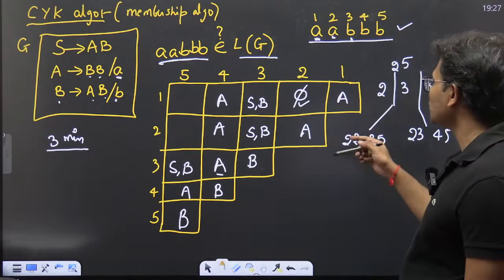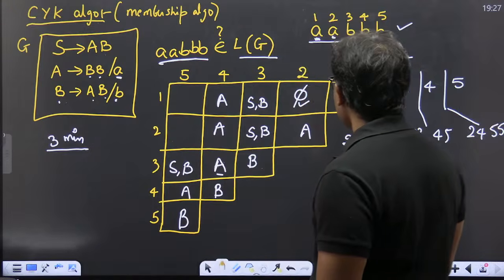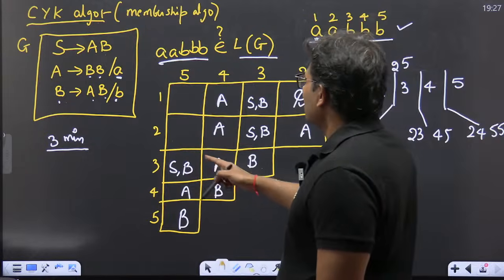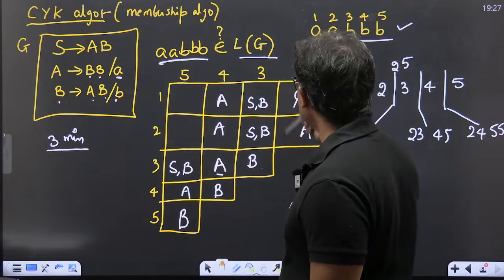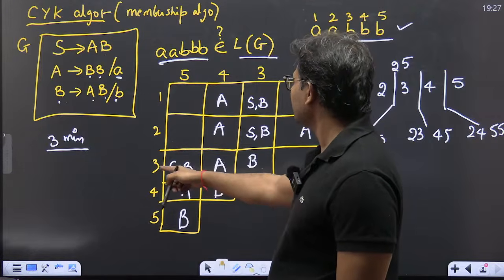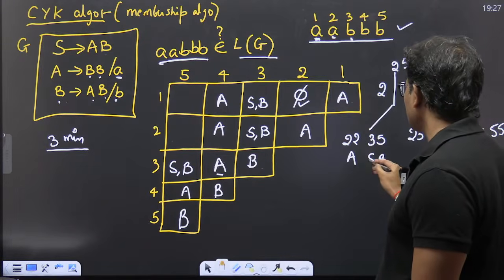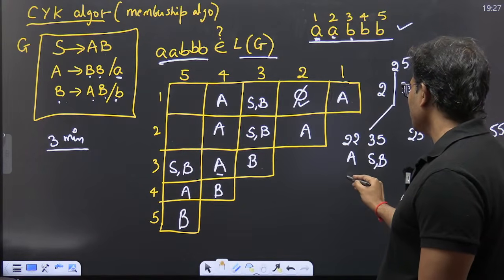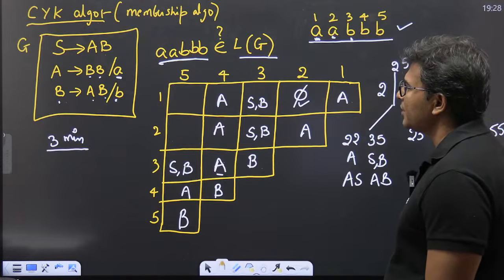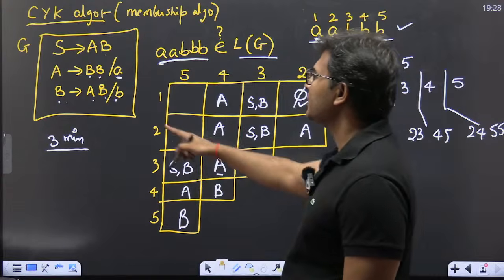Now what is 2 2? Here 2 is here, 2 is here. 2 2 is A. And what is 3 5? 3 5 is SB. If I combine these two, I am going to get AS, AB. AS is not there, but AB is there, right? So AB is there here and here.